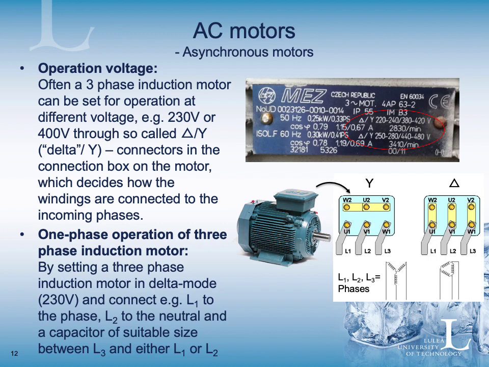And you can also operate one of these three-phase motors if you only have a one-phase cable available. Then you set the three-phase induction motor in delta mode, meaning that it wants to operate at 230 volt. And you connect, for instance, input phase 1, which is shown as L1 in the figure, to the phase, L2 to the neutral, and then you take a capacitor of suitable size, and there are tools how you calculate this size depending on the motor size and the RPM, etc. So you take this capacitor and put it between the remaining cable, L3, and either L1 or L2. And then it will work also with one phase. And this is something that is very often used in different machines around us.